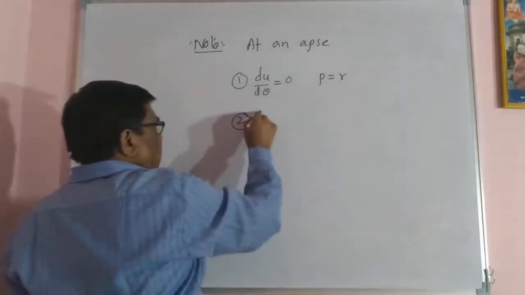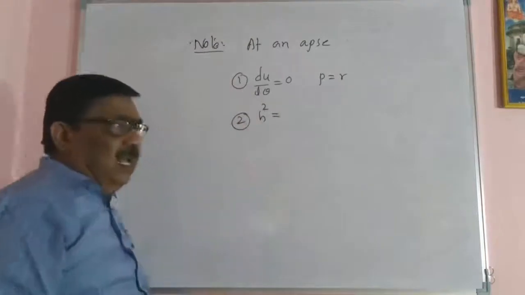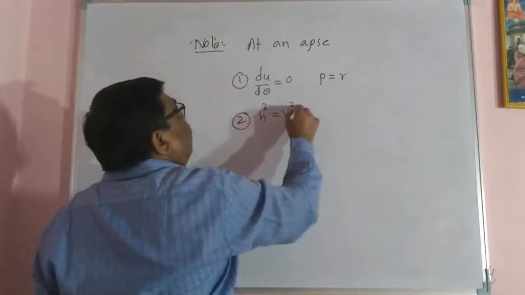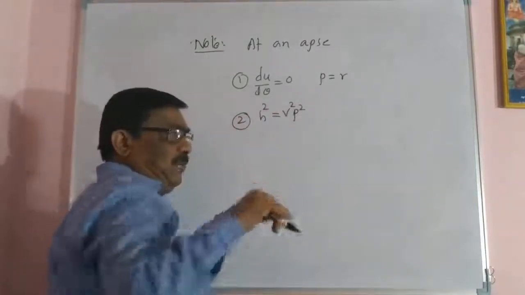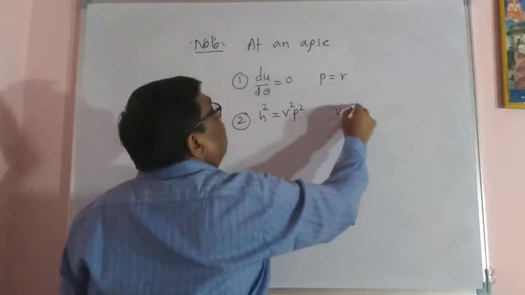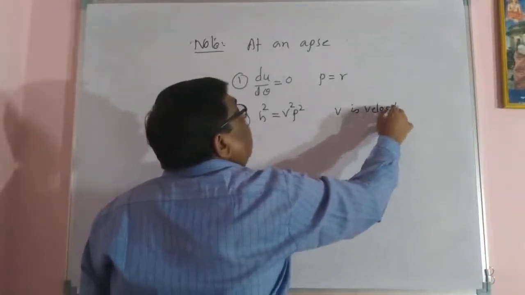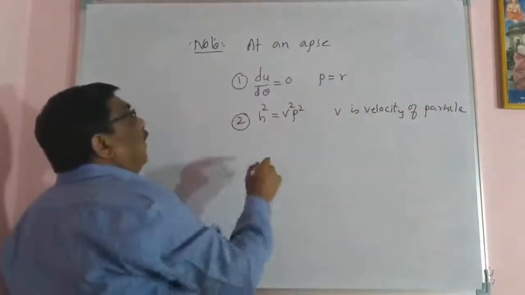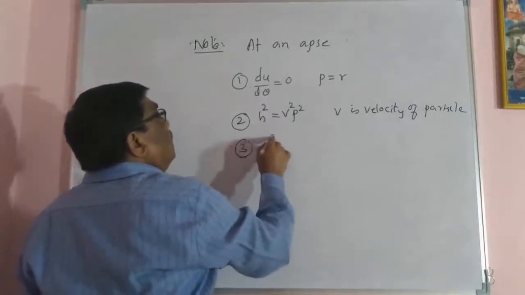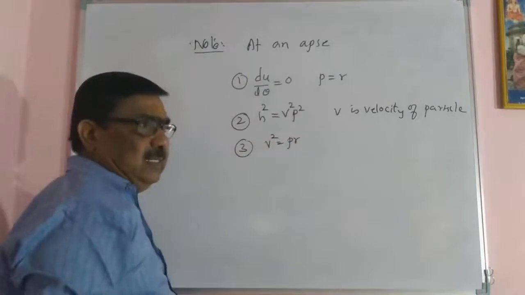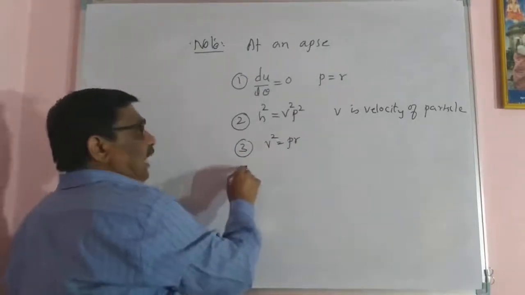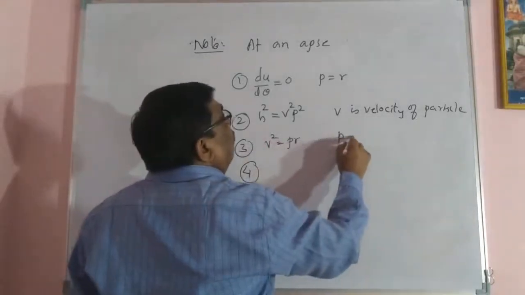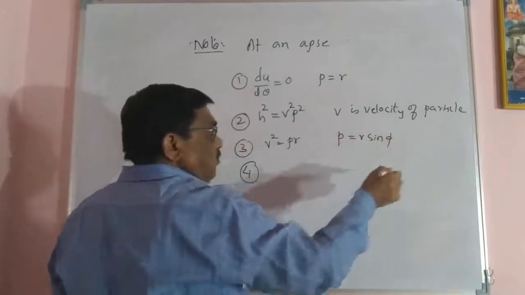Second condition, you know that h square, I'm using in the polar equation. This h square is nothing but v square into p square, where p is the length of perpendicular drawn from the center to the tangent, v is the velocity of the particle. And the third one is this: v square equal to p into r. P is the length of perpendicular, r is the radius vector. And the last one that you have to remember is another condition, that p equal to r sin psi. This I have used in an earlier example.